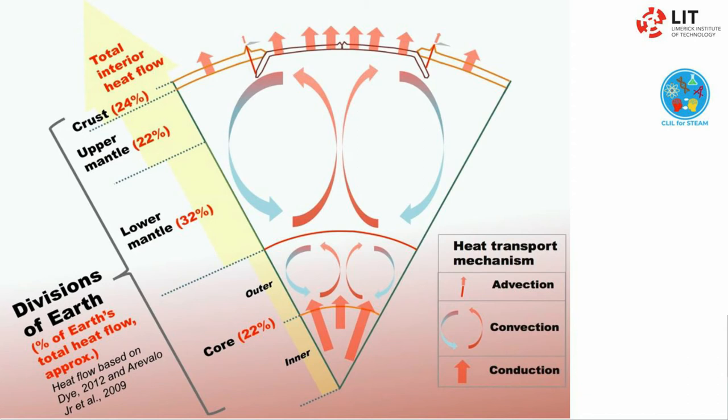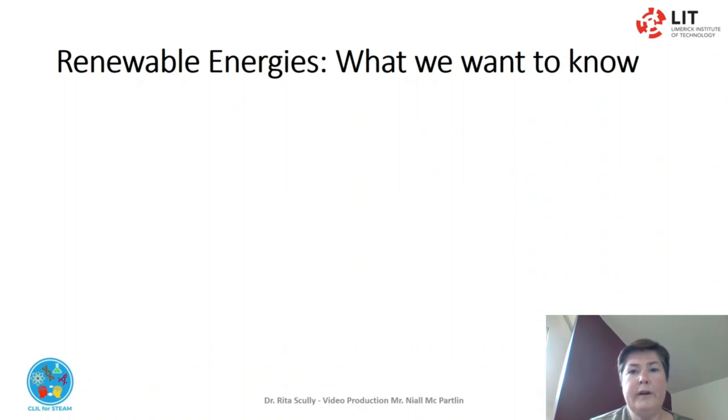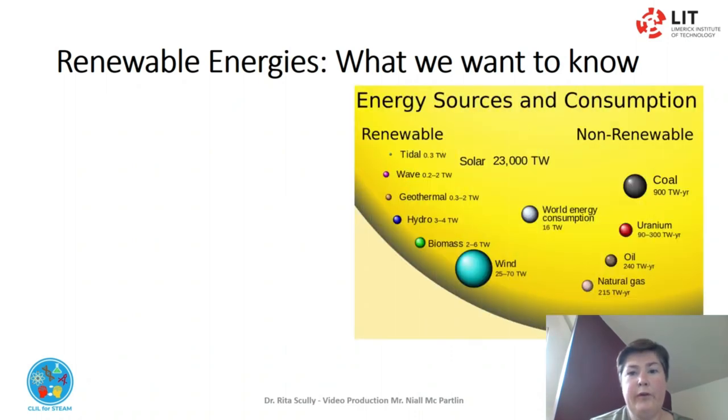Here we can see how heat flows from that extremely hot inner core out to the outer core, the mantle, and even out towards the crust. In video 2 of renewable energies, we will look at how that heat is harnessed in geothermal pumps and heat centers. As we mentioned earlier, there are two types of energy sources: renewable and non-renewable.